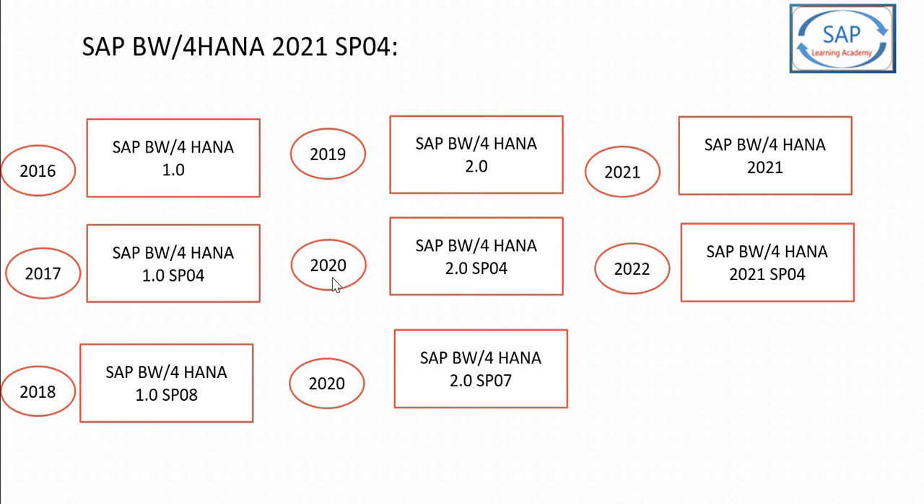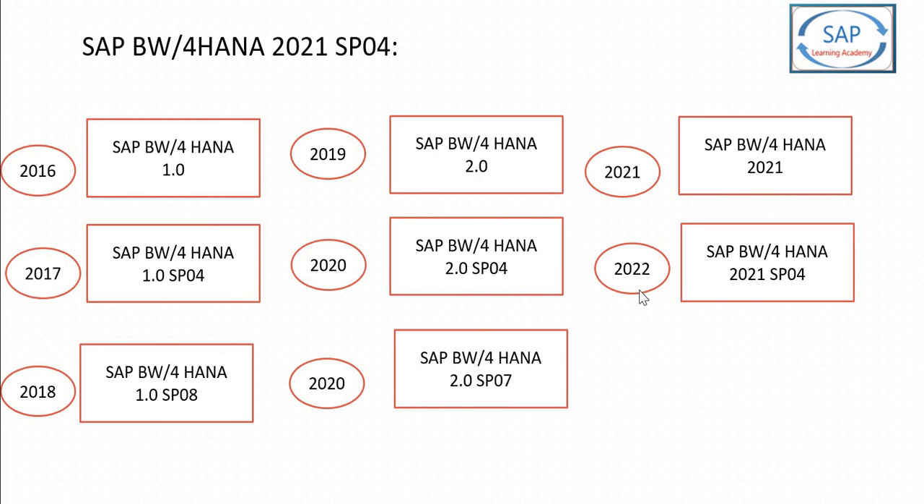Then in 2020, the same 2.0 with SP0504 was released. And in the same year, 2.0 with SP07 was released. And in the next year, 2021, BW for HANA 2021 was released.